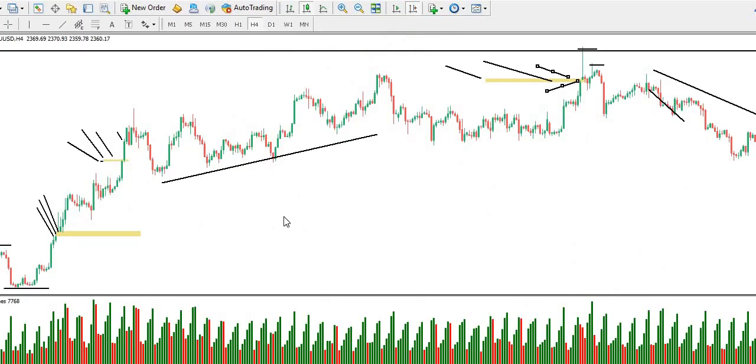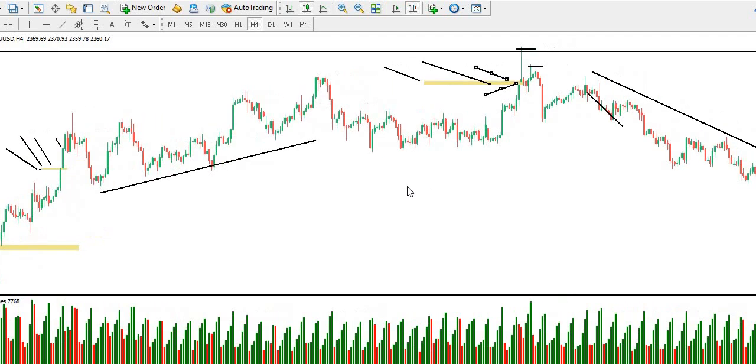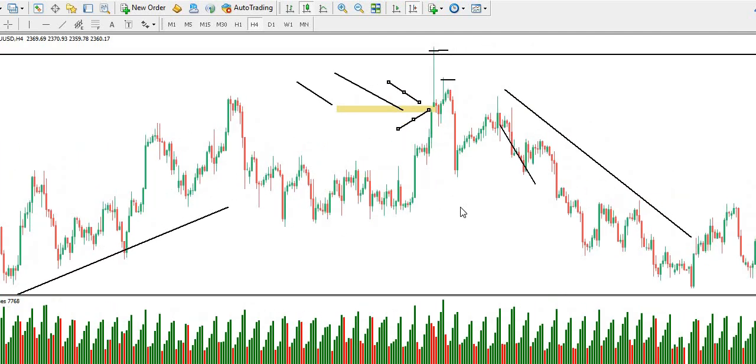So again, I showed you all the bullish examples on the chart. I will leave it to you to find the bearish examples of these gaps and how to trade these gaps in a bearish trend.